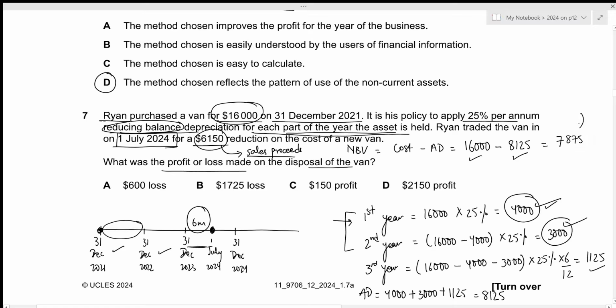So this is the value that we record within our books of accounts, but it was only sold for 6,150. So we got less value than what we anticipated, which means that there is a loss on disposal, and this loss will just be the difference between the sales proceeds and the net book value. So 7,875 minus the sales proceeds of 6,150. This results in the value of 1,725. So we're looking for a 1,725 loss, and that is given by option B. That's the answer for question 7.